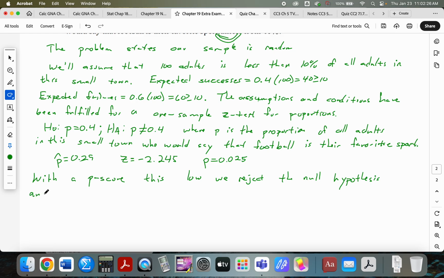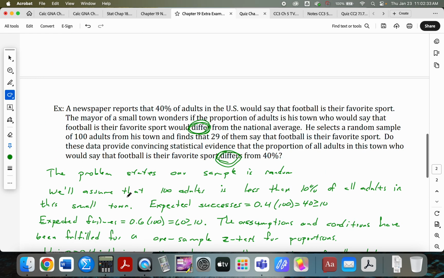And then we're going to just take this sentence: convincing statistical evidence that the proportion of all adults in this town who would say that football is their favorite sport differs from 40%. And yes, I know it's a lot of writing, but you're just copying at this point.